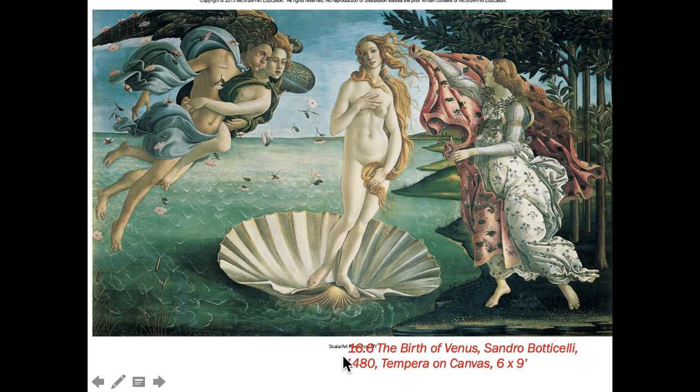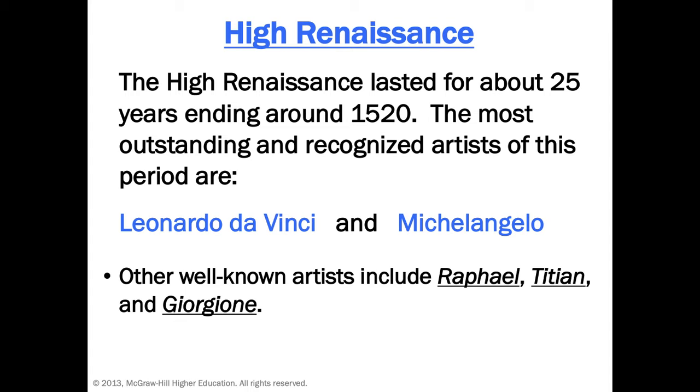Our Renaissance time frame is 1400 to 1600, roughly. But it's not a pure Renaissance piece. She's not hyper-realistic. She's a little bit soft and flattened. So the High Renaissance, so we were just out in the early Renaissance. The High Renaissance lasted for about 25 years, ending in around 1520. And Da Vinci and Michelangelo are the big names here, but there's also Raphael, Titian, and Giorgione.